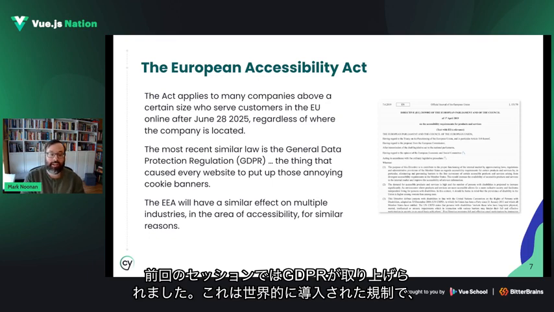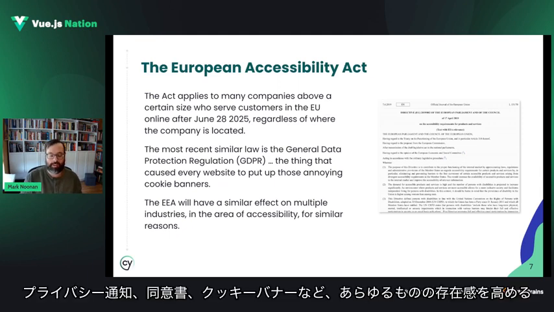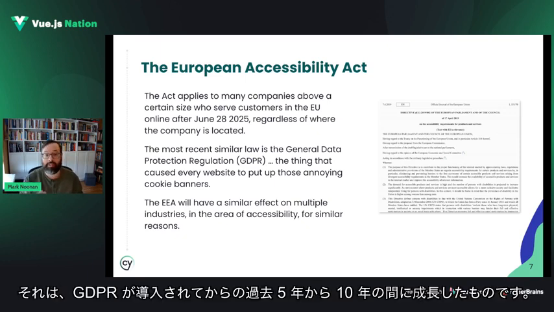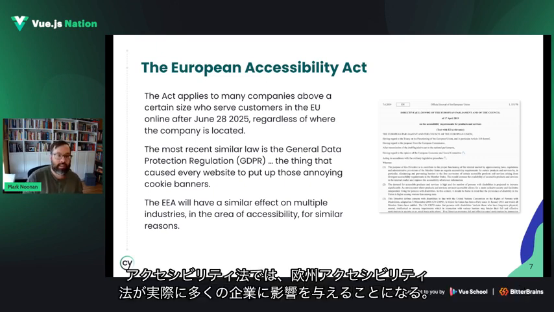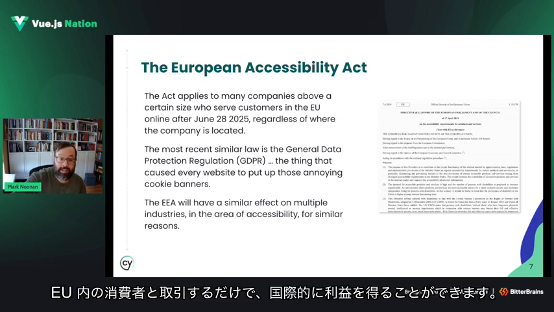In the last session, the GDPR kind of came up, this regulation that introduced globally a much bigger presence of privacy notifications, agreements, cookie banners, all of those things that grew up in the last 5 or 10 years since the GDPR was introduced. To me, that's the most similar impact in recent memory to what we're expecting with the European Accessibility Act, where the European Accessibility Act is actually going to affect a lot of companies internationally simply by doing business with consumers within the EU.